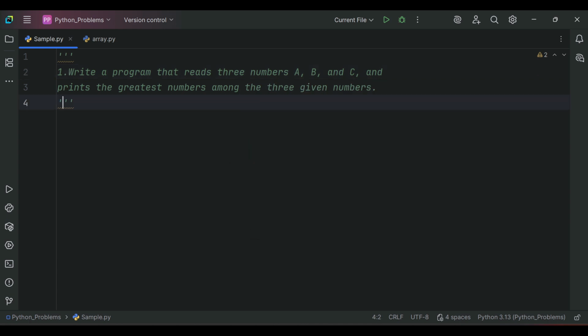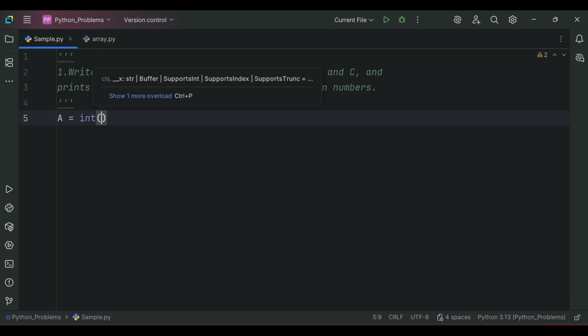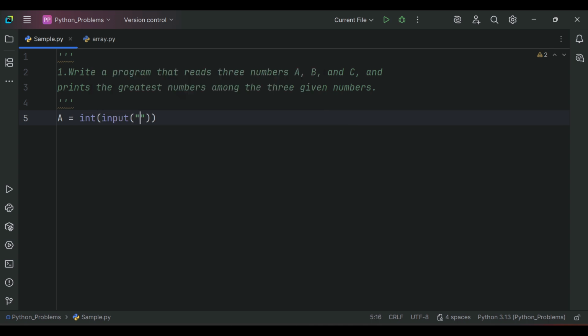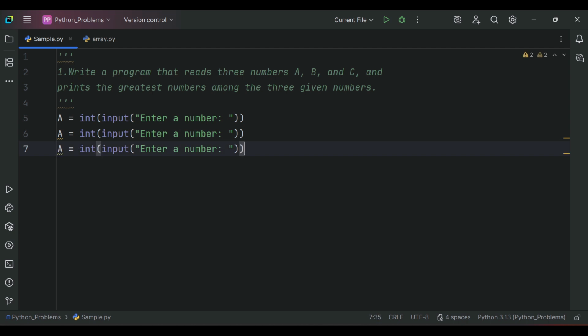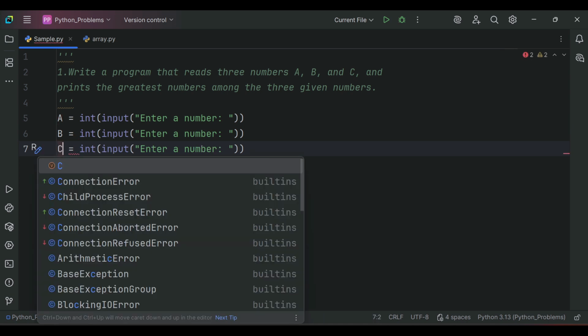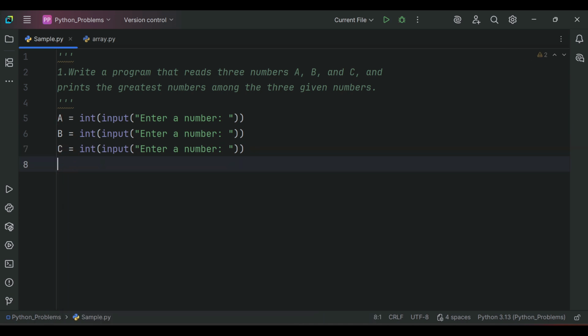Take three numbers. First, a is equal to int(input("Enter a number")). Like that, you take b and c. Here I have taken three numbers. First, we have to find which is the greatest.